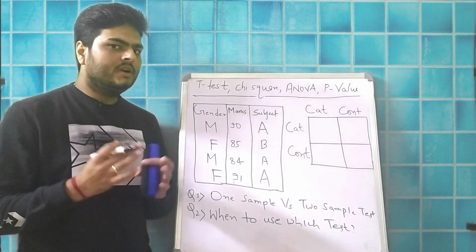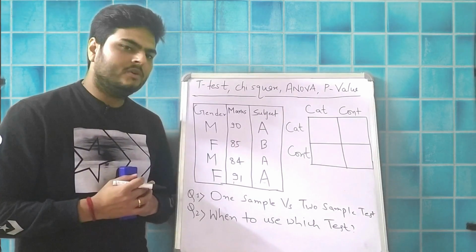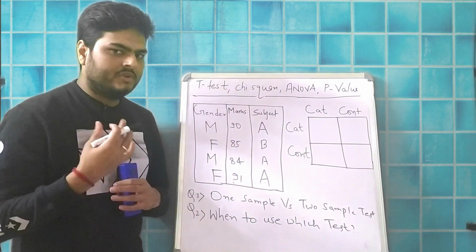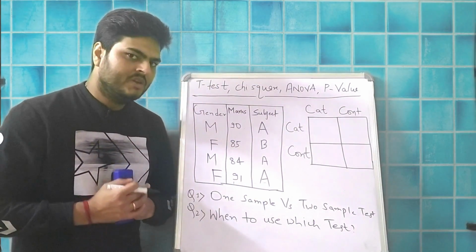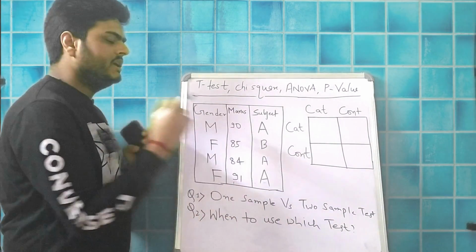After that, we will try to fill these boxes here. So what these boxes are about? Categorical versus categorical variable, what kind of test? Categorical versus continuous variable, what kind of test? So these boxes we will try to fill out with the help of a sample data.